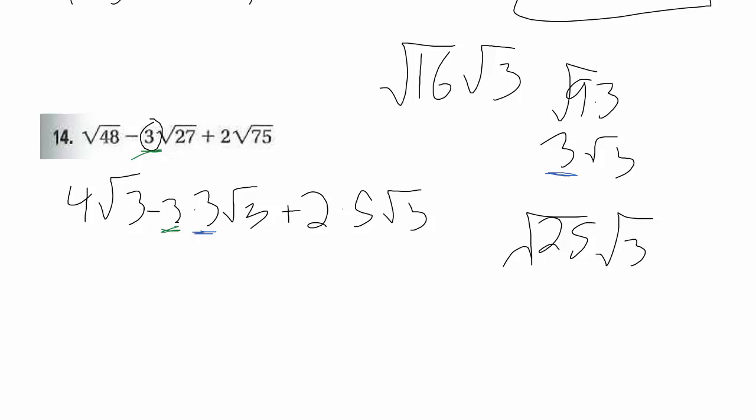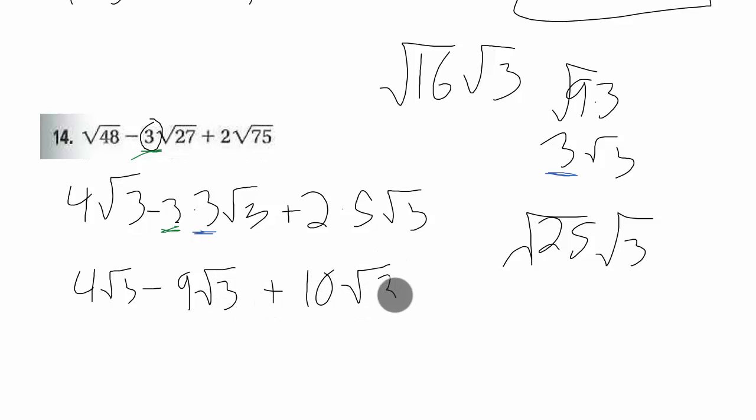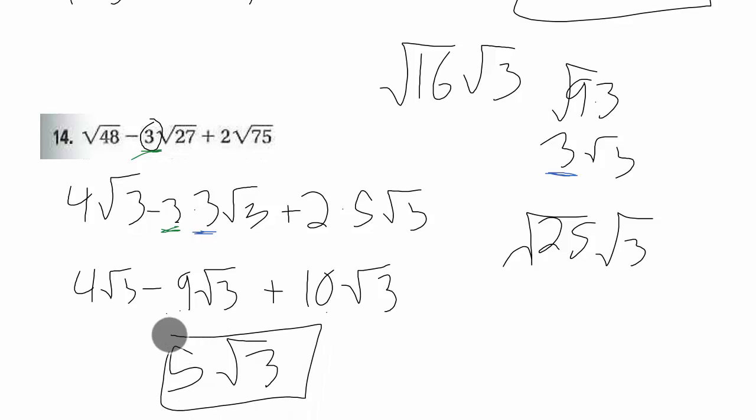It was already there. So we get 4 root 3 minus this is 9 square root of 3 plus this is 10 square root of 3. And then you just take 4 minus 9 plus 10, add those all together. And 10 minus 9 is 1, so 4 plus 1 is 5. So 5 square root of 3 is your final answer. Even if it looks like you can't combine the radicals, if you simplify, you usually can combine.